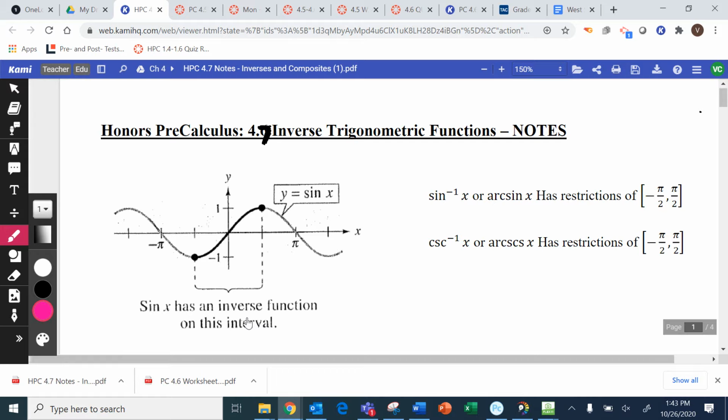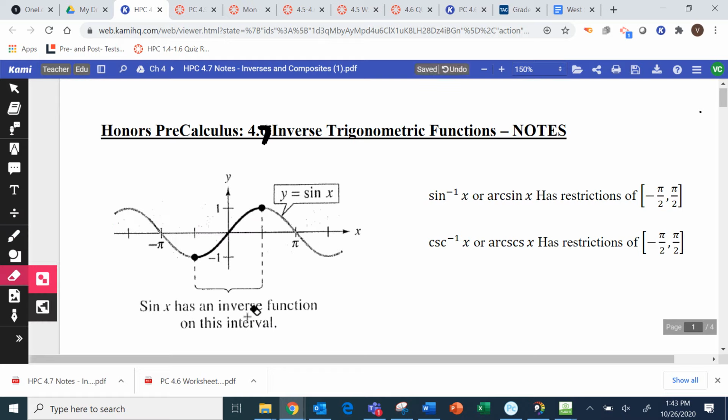So when we talk about the word function, if I have the original function, then the original function has to pass a horizontal line test so that the inverse would pass a vertical line test. So if I just drew my horizontal line here, you would say this does not pass the horizontal line test. So the inverse would not be a function. But because we want these to be functions, we're going to restrict the domain.